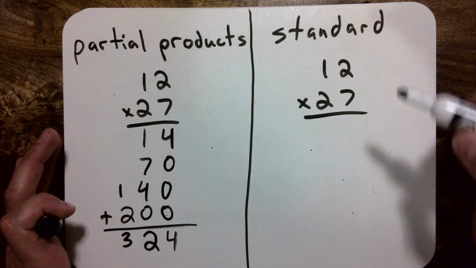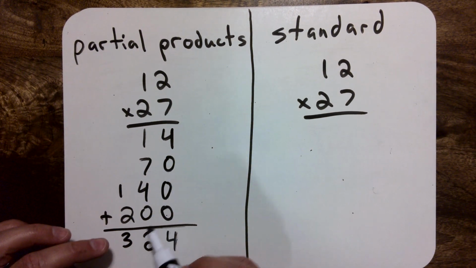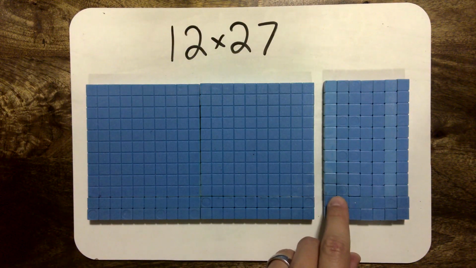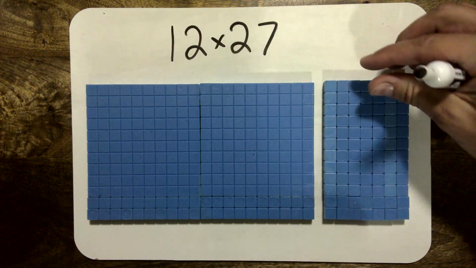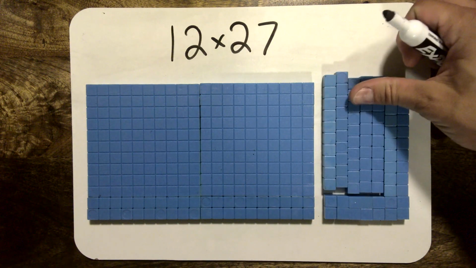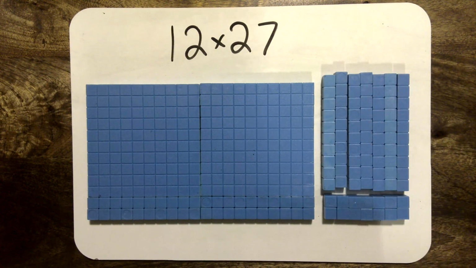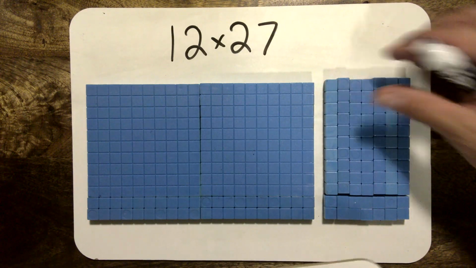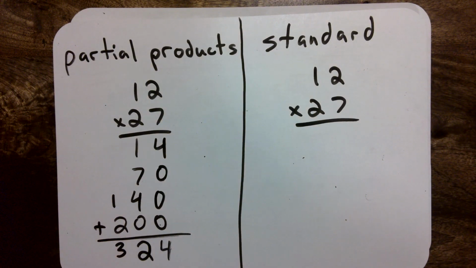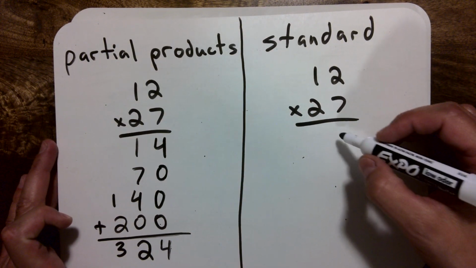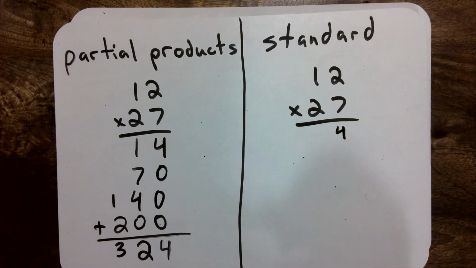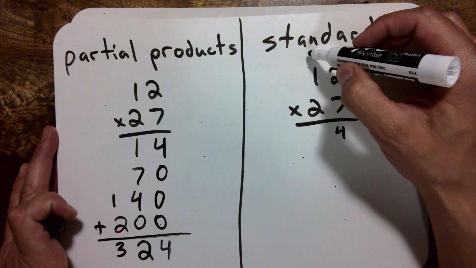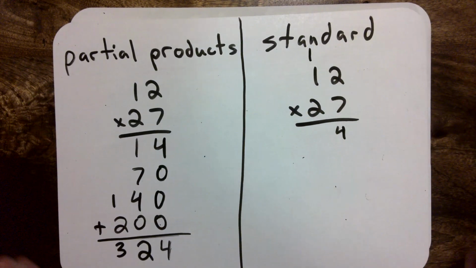But in the standard algorithm, we're going to regroup along the way as opposed to only doing it in the addition step. So this 14, these are still these 1s down here, these 14 1s. We'll just touch through and see them. So we know we have 14 1s, and 10 of those 1s can be regrouped into a 10. We'll keep 4 of those 1s, but the other 10 1s, we're going to regroup as a 10.